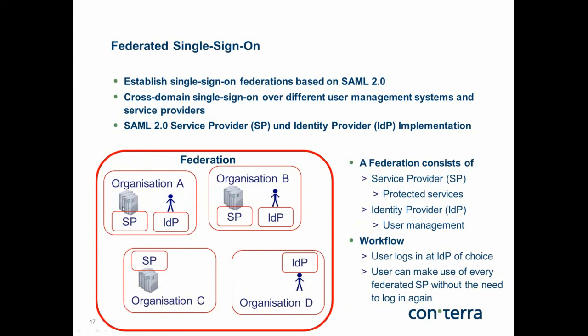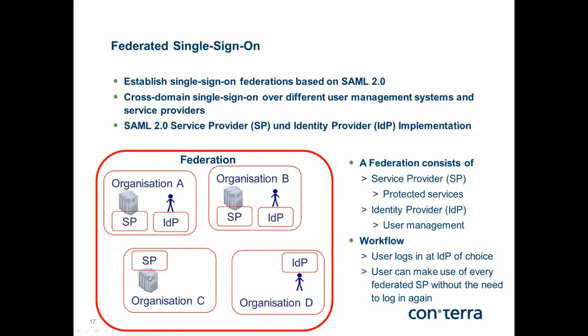So you see here there's an organization which provides services and also manages users. Organization B is the same. Organization C only has services but has no own users which are within that federation. And organization D has no services but is an identity provider. And now no matter which user you are, if you're maintained here or here or here, you can access any resource within that federation. At least you're authenticated for any resource.